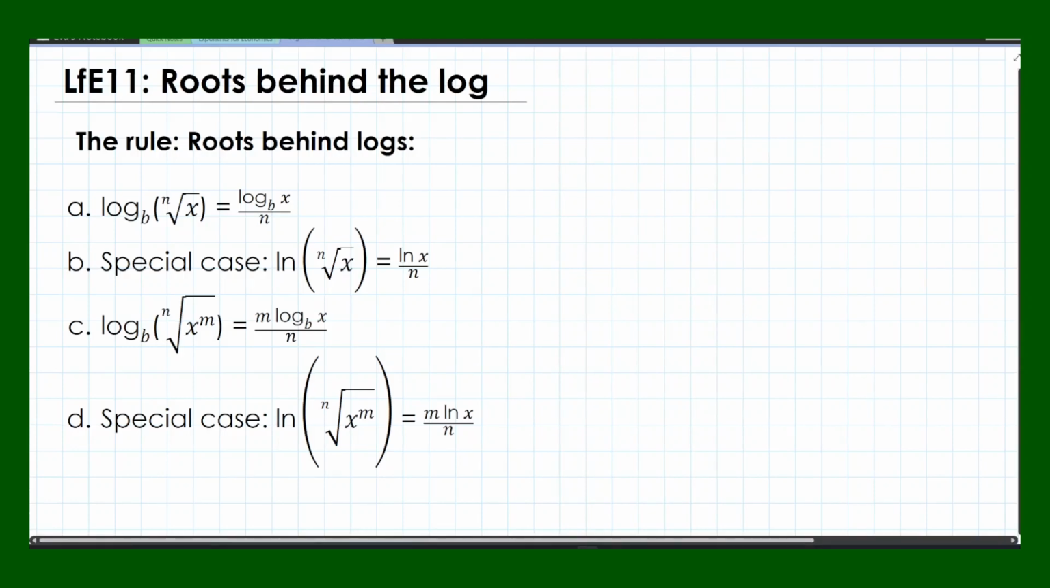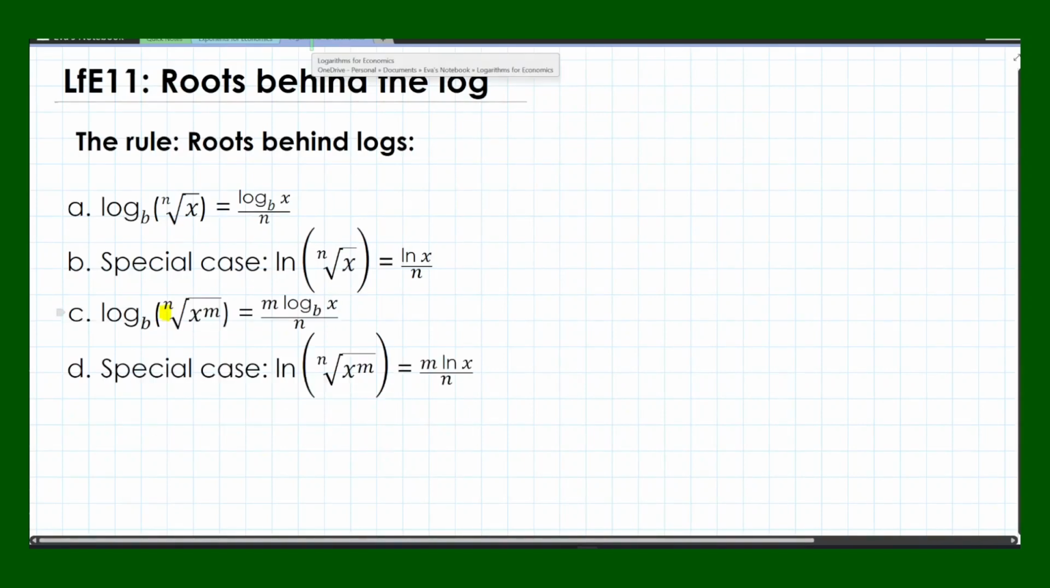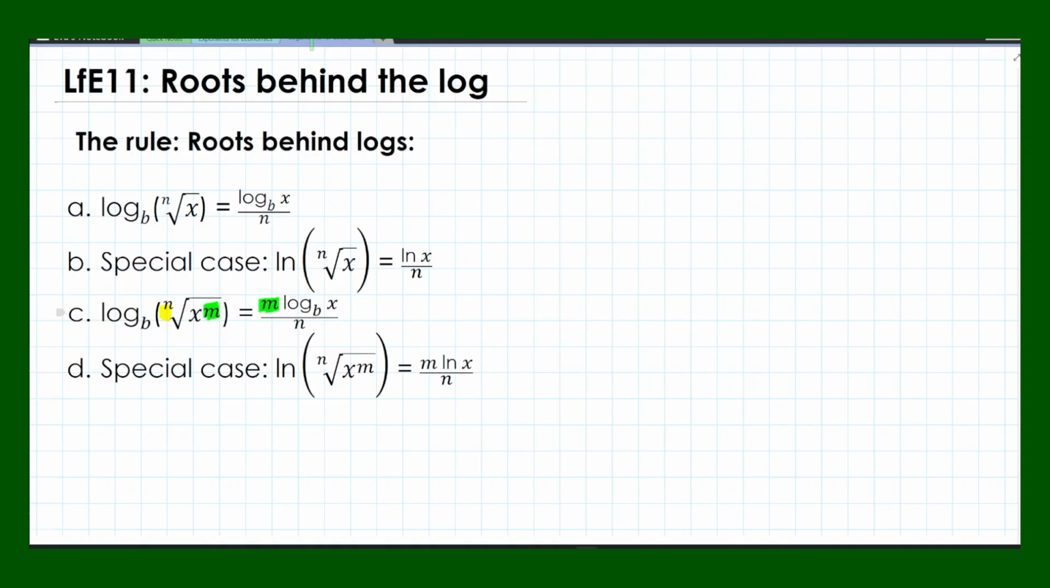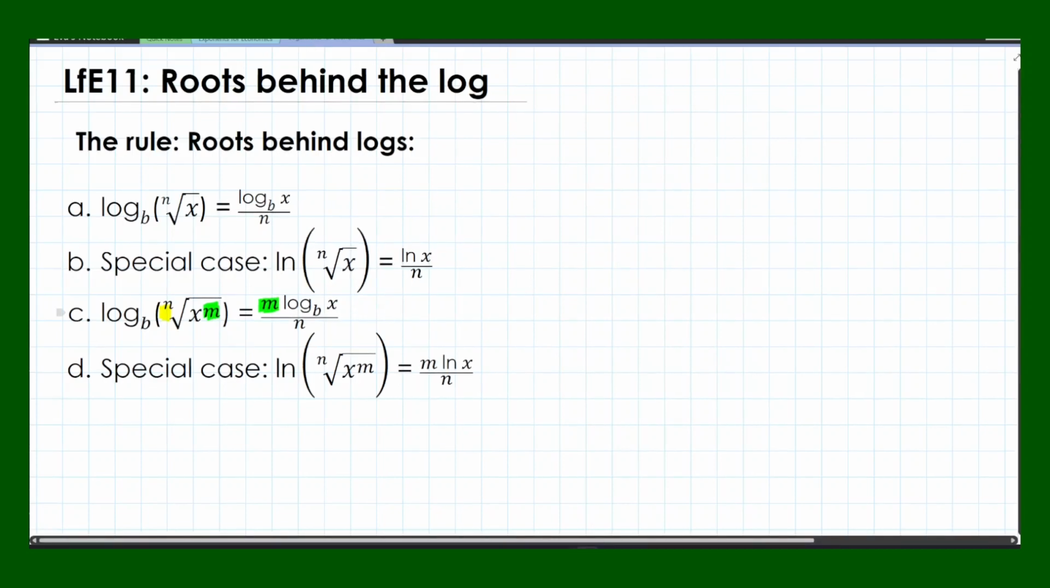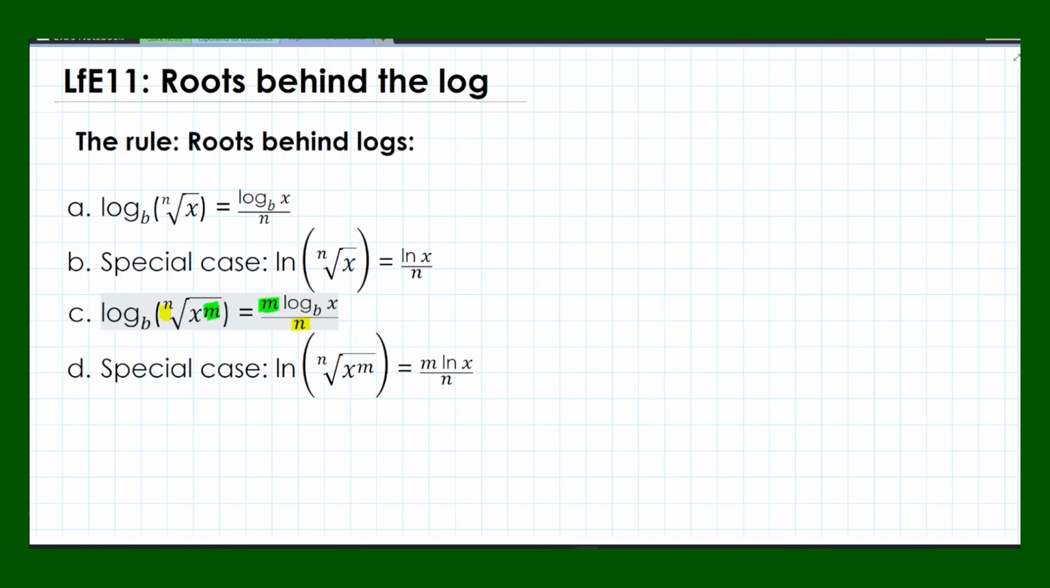Now what would happen if in the argument I wouldn't only have roots, but I would also have an exponent? Well, in that case, the exponent comes out in front of the log sign, but then the root will be underneath in the denominator of that log sign. And again, if I replace the base with e, the natural logarithm, it will give me ln nth root of x to the m being equal to m times ln x all over n.